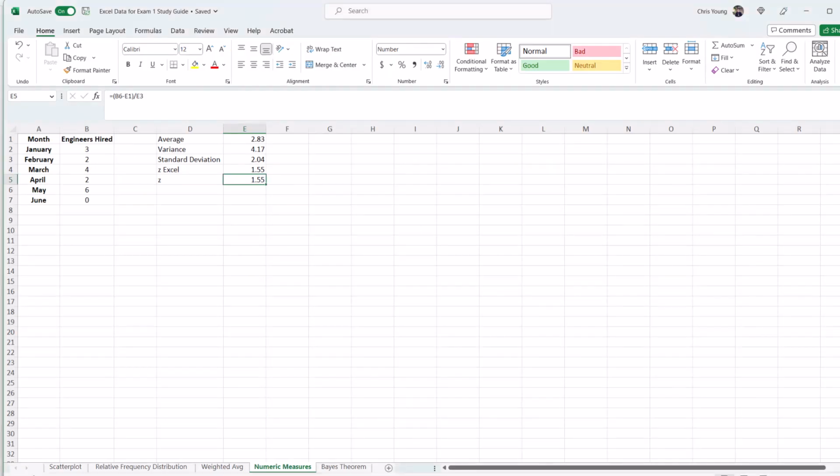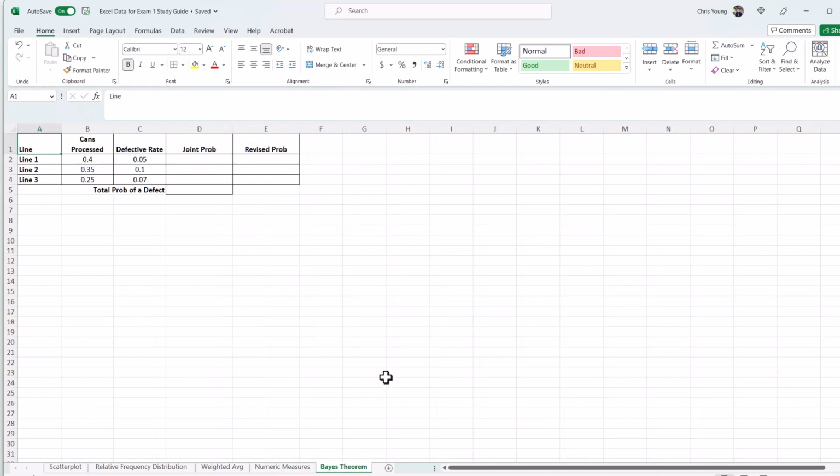So if I go into Excel and I go to our Bayes' theorem sheet, we have a table here that allows us to more easily calculate our joint probabilities and our revised probabilities. So we know from Bayes' theorem, what we learned in the lecture video, that the joint probability is simply the cans produced probability times the defective rate. So we're going to go ahead and do A2 times C2, and we'll get 0.02. And so now we can easily calculate the joint probability for each line by just dragging that down.